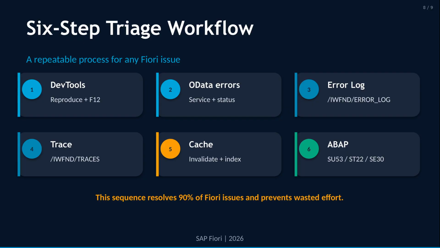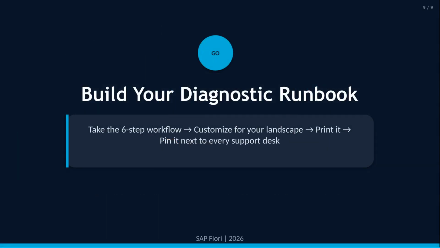Step 5, for performance issues, use the UI5 performance trace in the browser and the ABAP runtime analysis transaction SE30 on the backend. Document your findings and resolution in the ticket. This sequence covers 90% of Fiori issues and prevents the common mistake of jumping straight to the backend when the problem is actually in the browser.